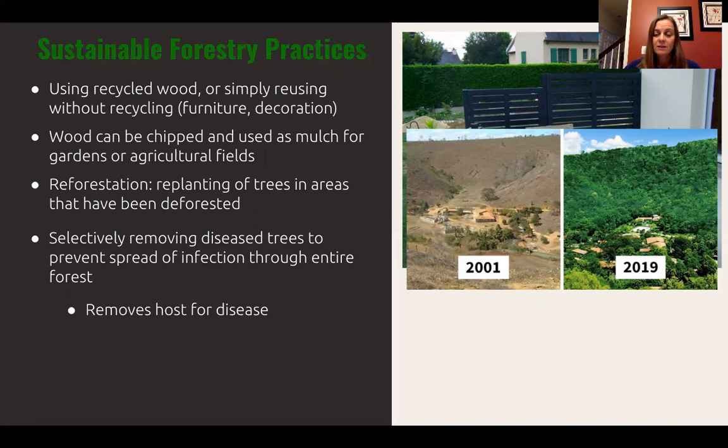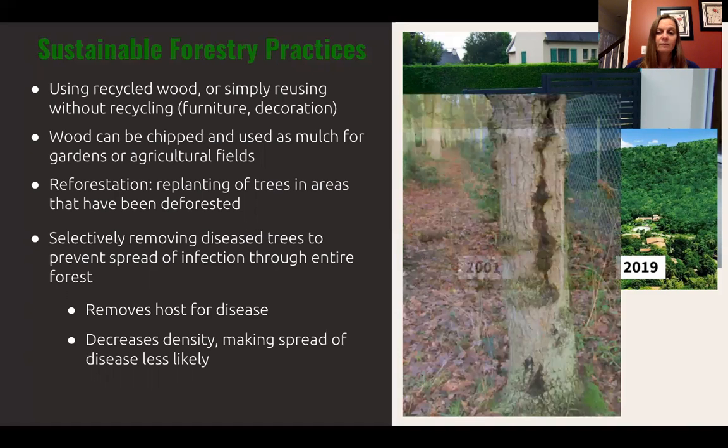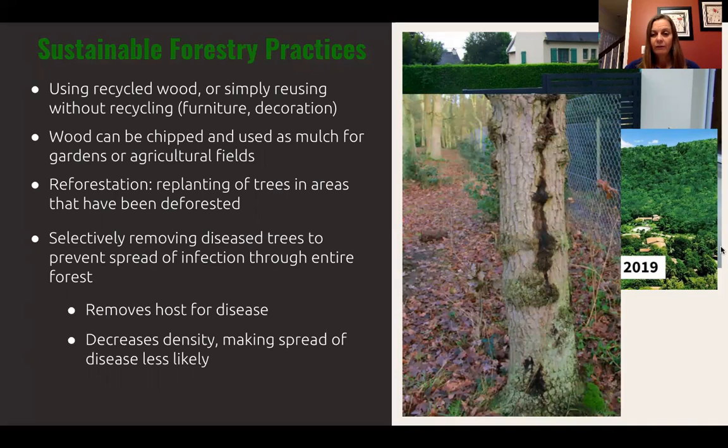And the reason that this is important is twofold. It removes the host for the disease, but it also decreases the density of the trees, which makes it more difficult for the disease or the parasite to spread. So here we have an example of a diseased tree that needs to be taken out so that these other trees are not affected by that disease.